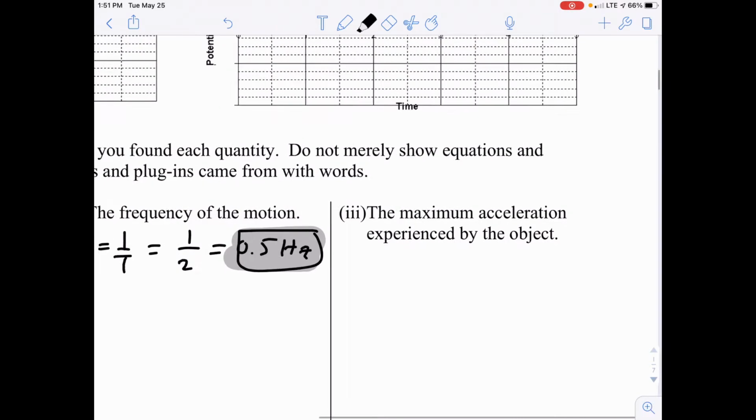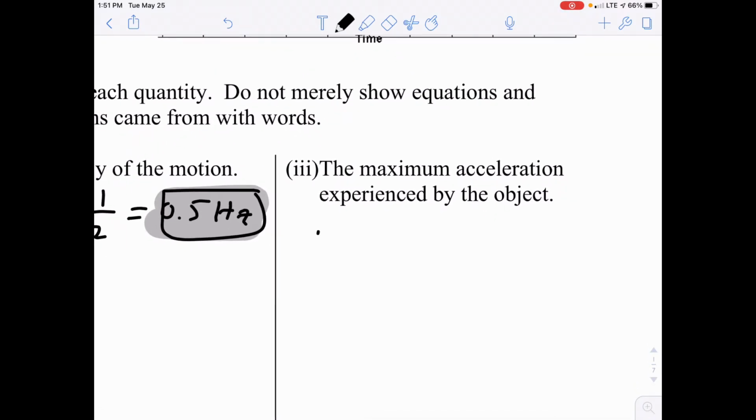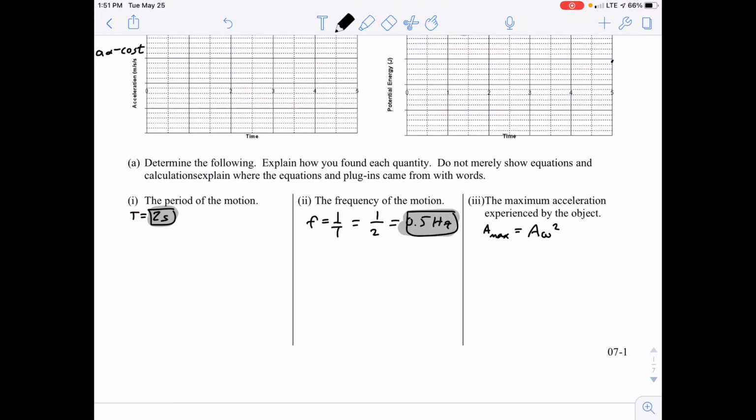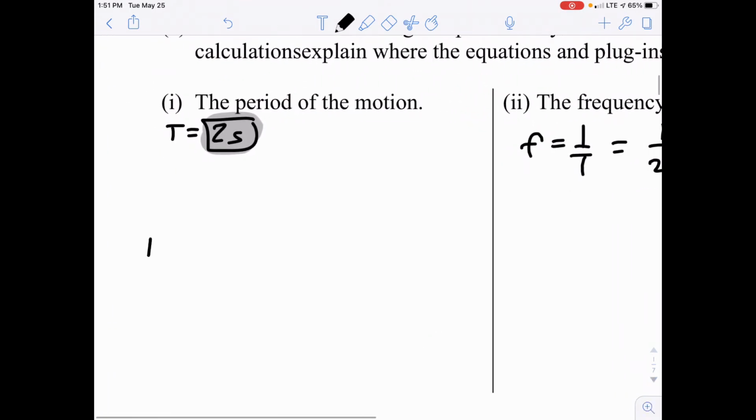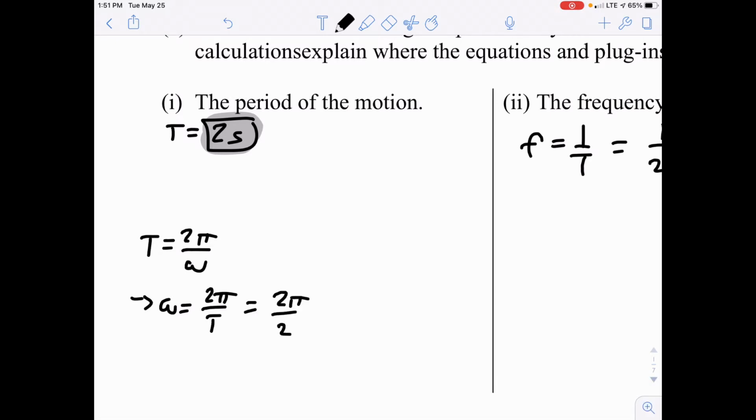Part 3, the maximum acceleration experienced by the object. A max can be found by taking the amplitude times omega squared. So we need to find this thing called omega. How do we do that? Let's go back to period. Period is equal to 2 pi over omega. That means omega is equal to 2 pi over the period. So 2 pi over 2 seconds means that omega is pi radians per second, or approximately 3.14 radians per second.